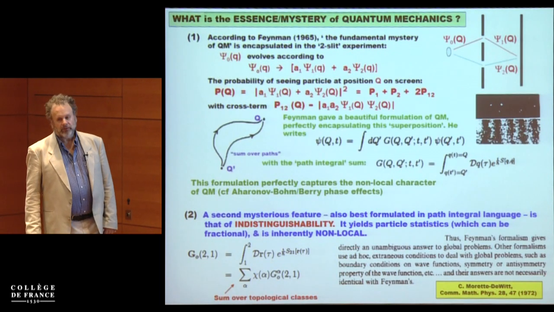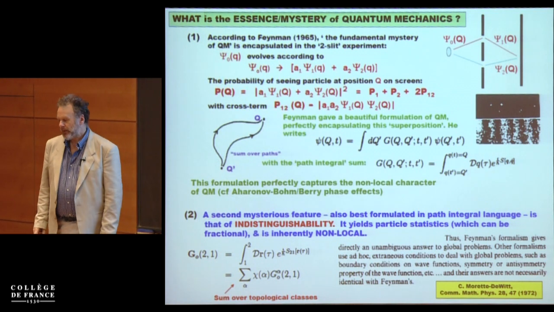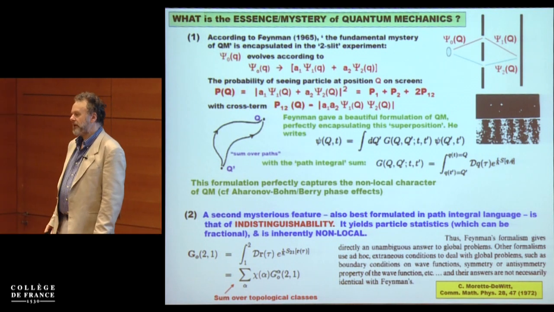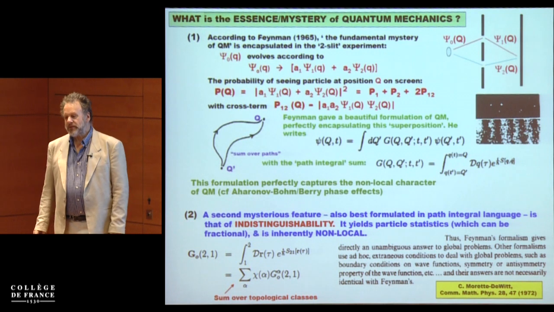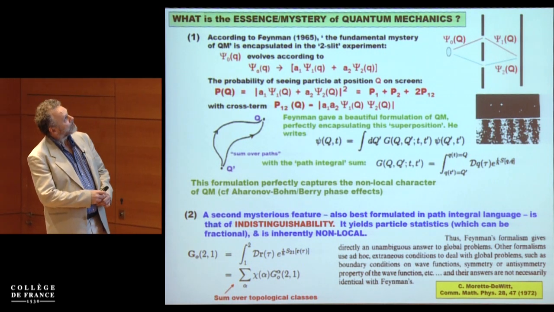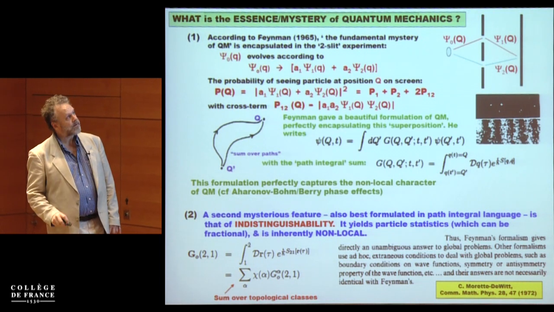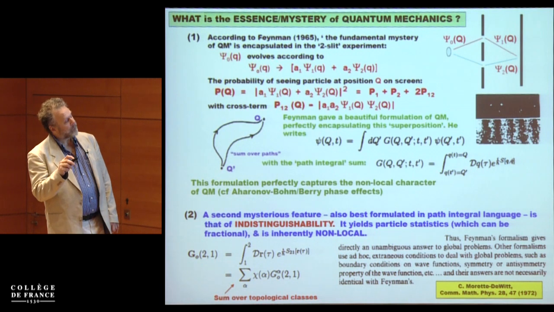So, this is my response to Alain Spey from last week. He asked, what is the essence of quantum mechanics? Actually, he said, what is the mystery of quantum mechanics? And in that, he was referring to an old phrase of Feynman. This goes back to his lectures on physics. And he said the fundamental mystery of quantum mechanics is contained in the two-slit experiment.